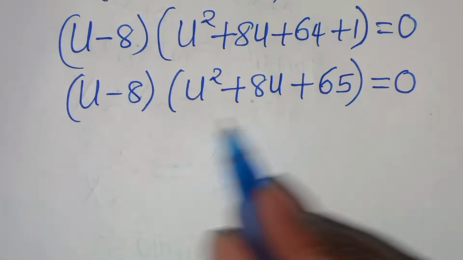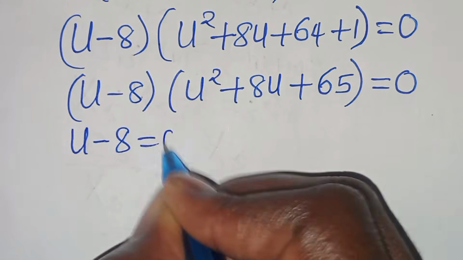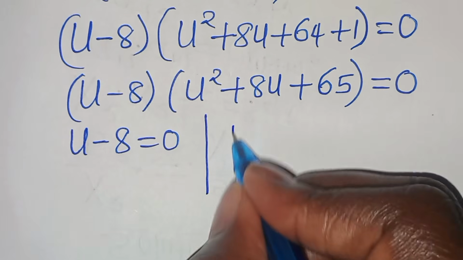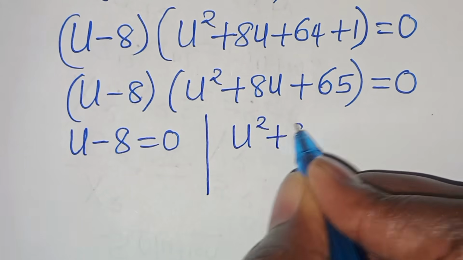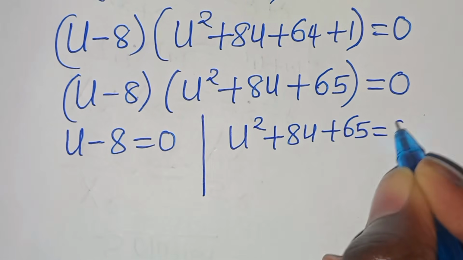Now we have got two parts here. We have u minus 8 equal to 0, and we have u^2 + 8u + 65 equal to 0.